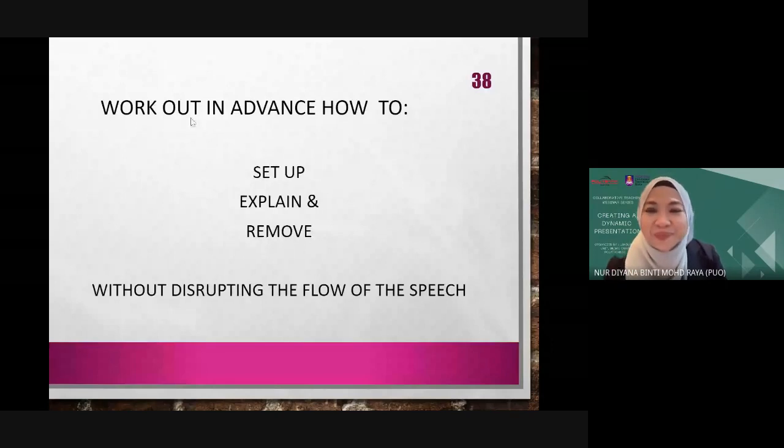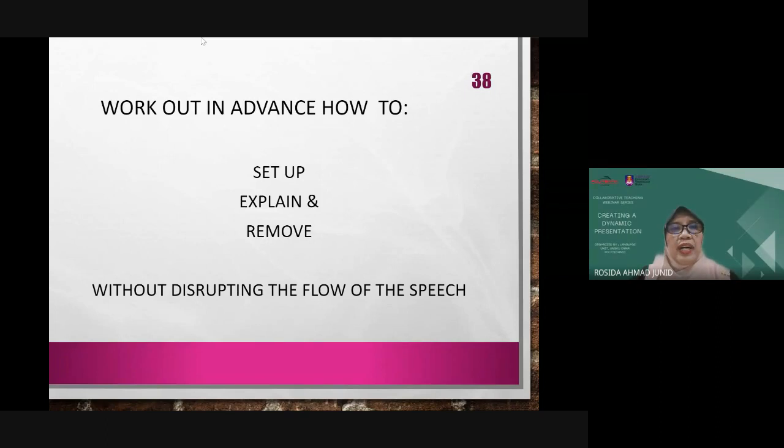Work out in advance how to set up, explain, and remove everything without interrupting the flow. Set up, explain, and remove everything. So make sure the flow is not interrupted unnecessarily.